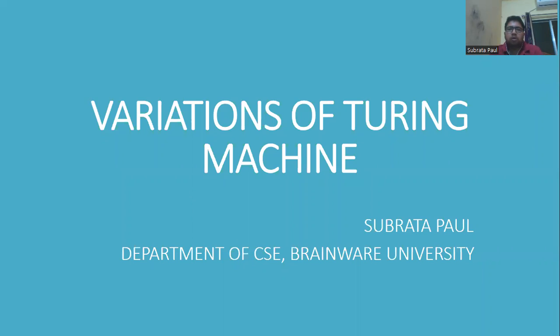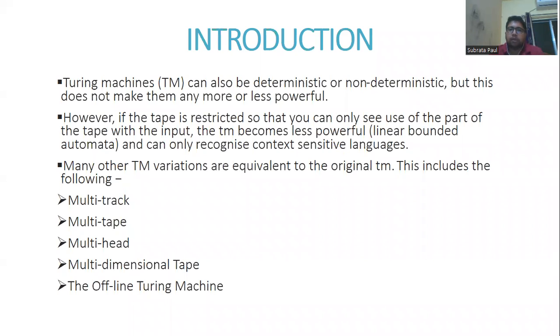Hello everyone. Today we will discuss the different variations of the Turing machine. To move ahead, we have till now discussed deterministic Turing machines. Although Turing machines can be both deterministic as well as non-deterministic, being deterministic or non-deterministic does not make them less powerful.